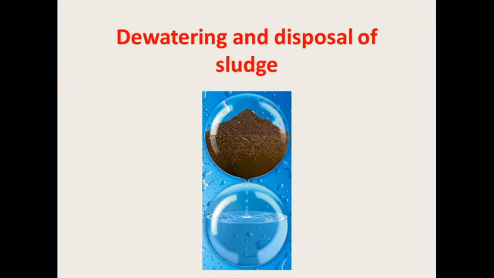Also we can use sludge centrifugation. Sludge centrifugation thickening is the acceleration of sedimentation through centrifugal force. It is commonly used for thickening of waste activated sludge. This method is used for waste activated sludge and primary sludge.